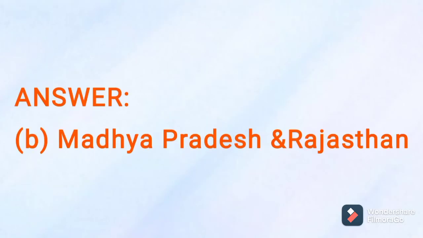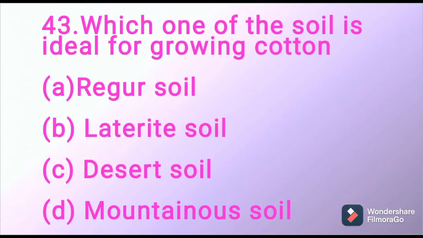And the answer is option B. Madhya Pradesh and Rajasthan. 43rd question. Which one of the following soil is ideal for growing cotton? Option A. Regur soil. Option B. Laterite soil. Option C. Desert soil. Option D. Mountainous soil.